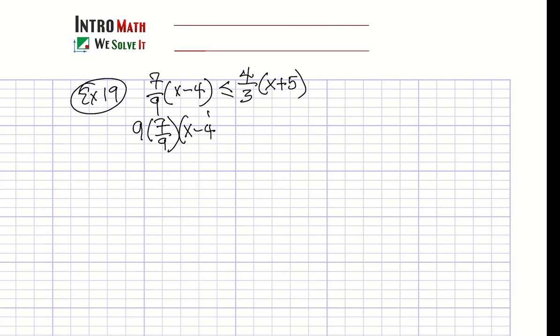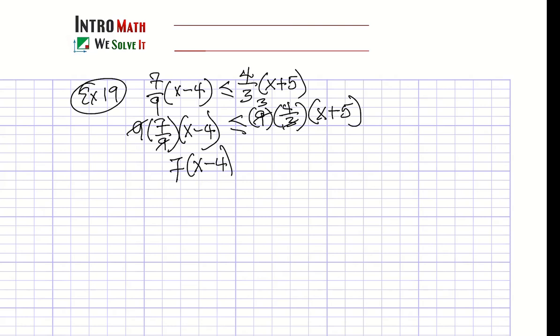x minus 4 less than or equal to, multiply by 9, 4 over 3 x plus 5. You see that, right? So you keep doing it. This gets away. 3 goes into 9, it gets 3. Okay, so then you say 7 times x minus 4. You see what I'm doing now? Okay, we haven't done anything that warrants changing the direction of the inequality.